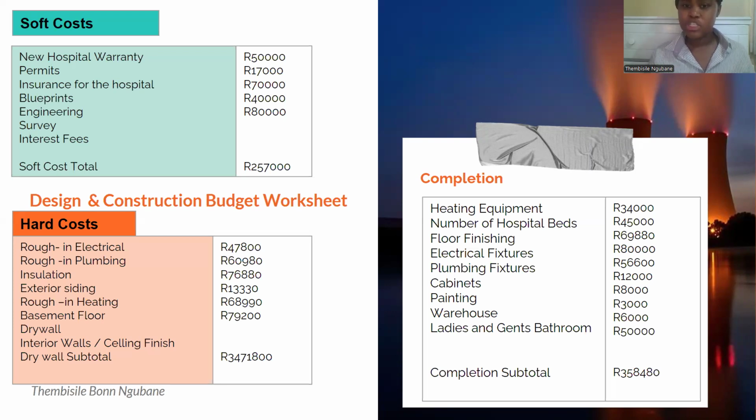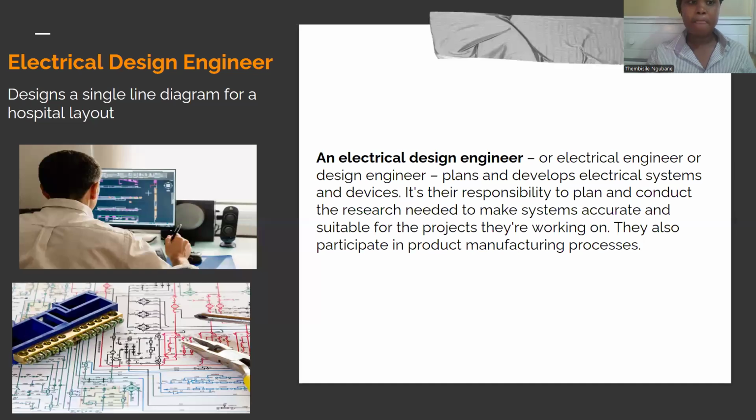And completion estimation. These are the materials that we use for finishing: floor finishing, carpet, paints, tiles, toilet, basement, all of that. These are included in this presentation.